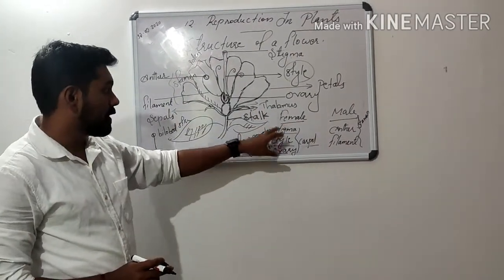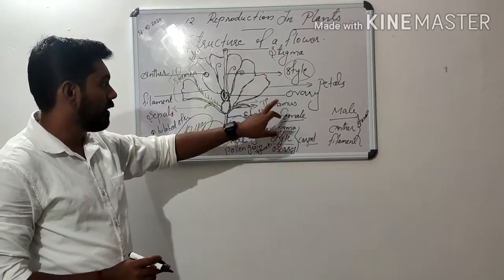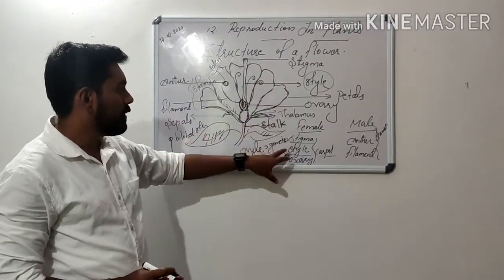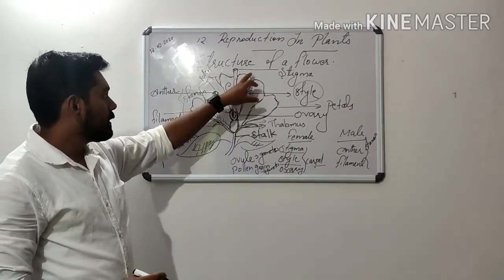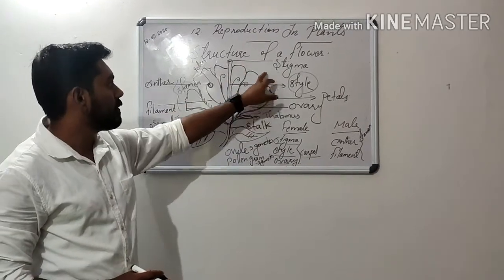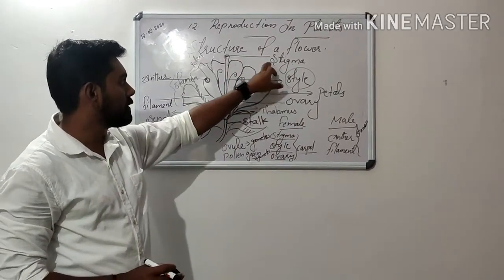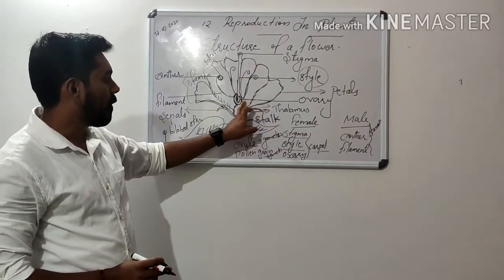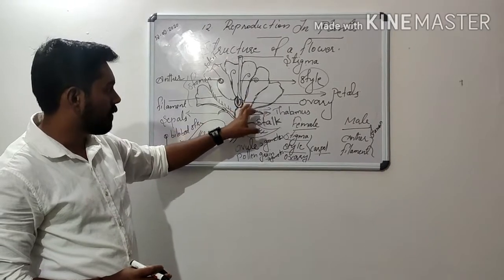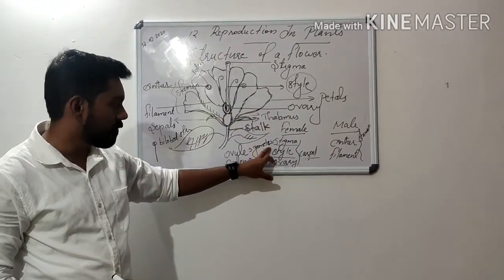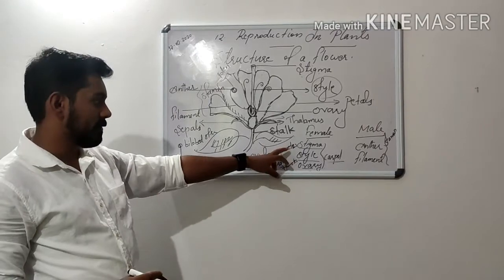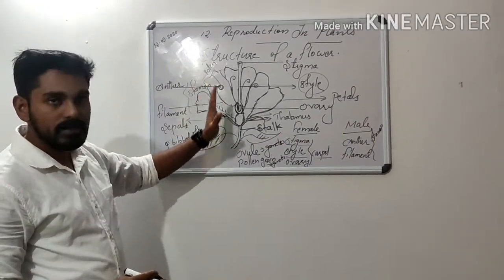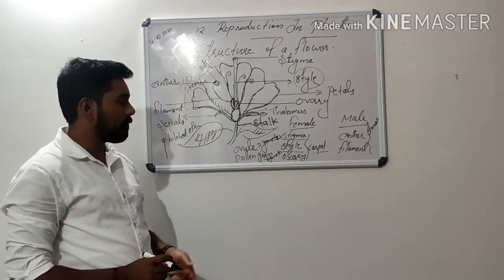So the female part of the flower is called what? Stigma, style, ovary. This is altogether called carpel. Carpel is found in the flower, so it is the female part, and the tube between ovary and stigma is called style. The exposed part is called stigma, and inside the ovary there is an ovule. Ovule is the female gamete.